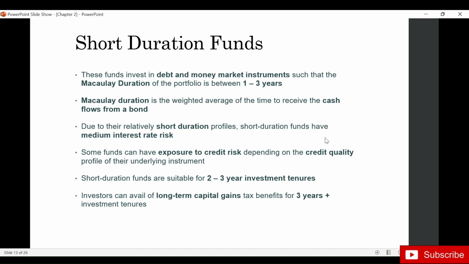Because of the relatively short duration profiles, short duration funds have a medium interest rate risk. Also, short duration funds can have some exposure to credit risk depending on the credit quality of the instruments they invest in. So if they invest in high credit quality instruments, then the credit risk will be low. Short duration funds are suitable for investors who have a 2 to 3 year investment tenure. Also, investors who are investing for 3 plus years can get the benefits of long term capital gains tax.